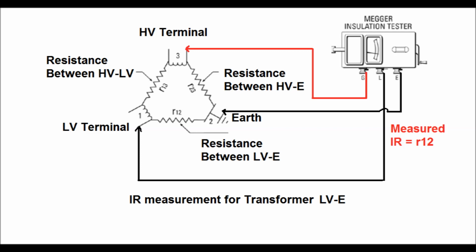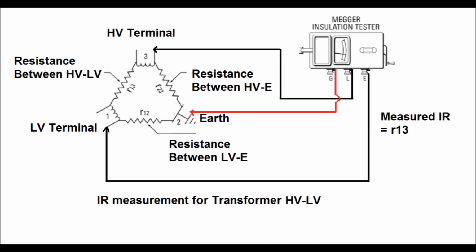Now again, the measurement of the IR for transformer between HV winding and LV winding has been shown in this diagram. So in this diagram, the L terminal is connected to the high voltage terminal, and E terminal is connected to the LV terminal or terminal number 1. So in order to avoid the leakage current which is flowing through the parallel path, that is R23 and R12, we will connect the guard terminal to the earth. So here only the insulation resistance between the HV winding and LV winding will be measured, that is the measured value of the IR is R13.